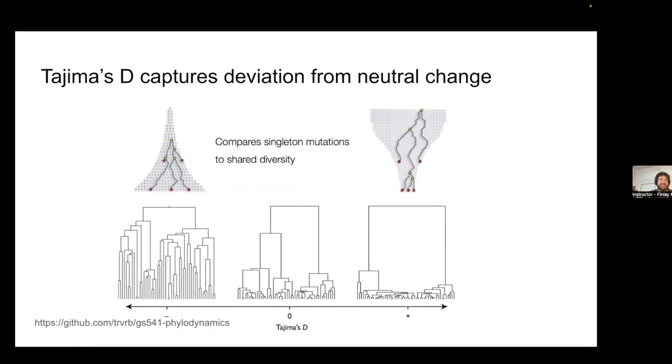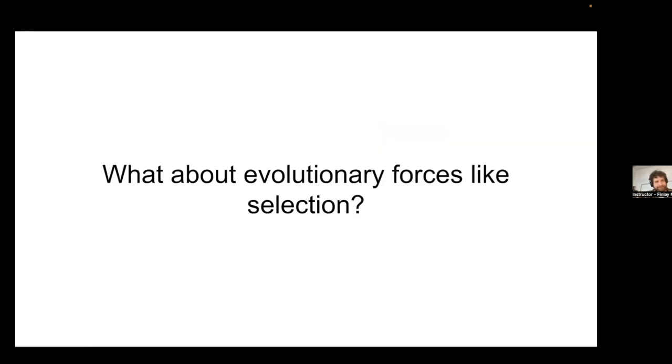Again, so taming the beast, we'll go into a lot more detail about these coalescent processes and how to use them. But the general idea is we can use the shape of the tree to infer things like the population size of the underlying pathogen based on things called coalescent processes. Okay, so onto our last aspect of phylodynamics, and that's looking at evolutionary forces such as selection.